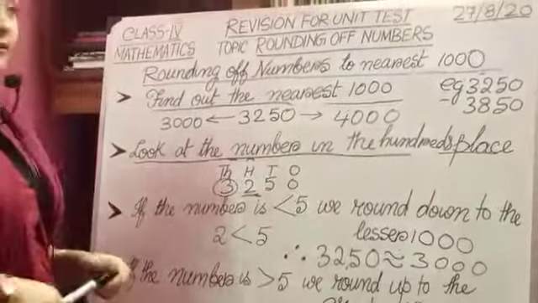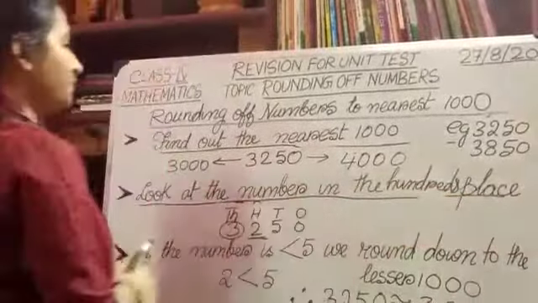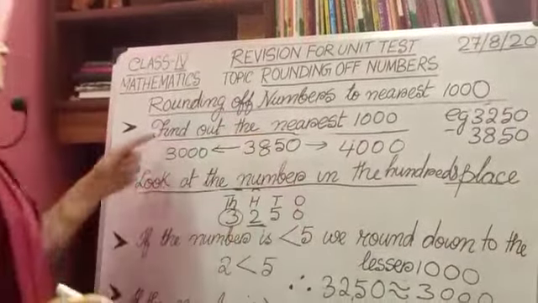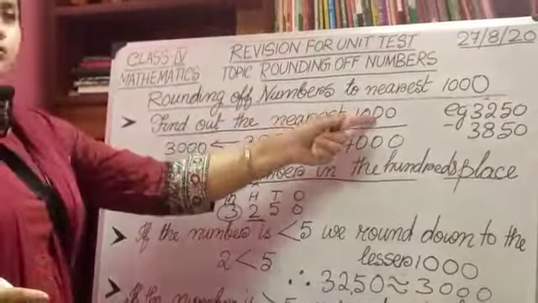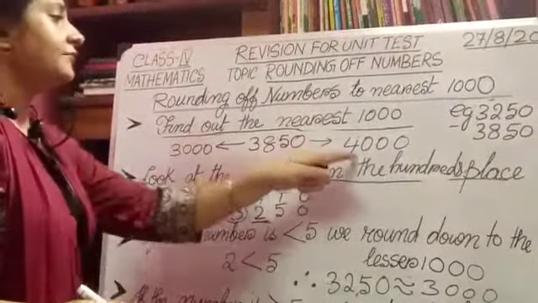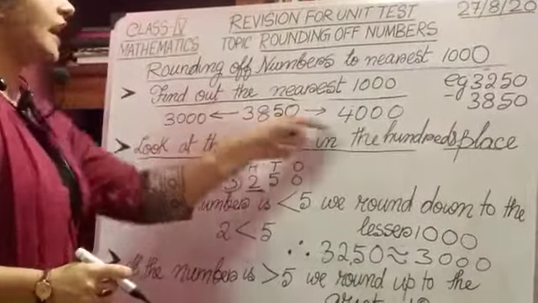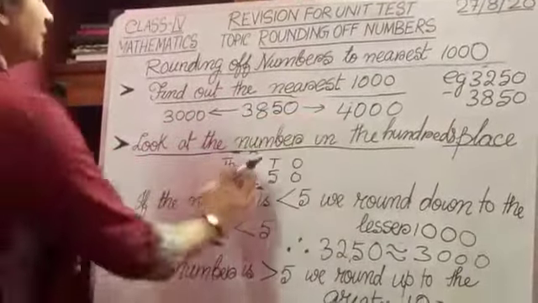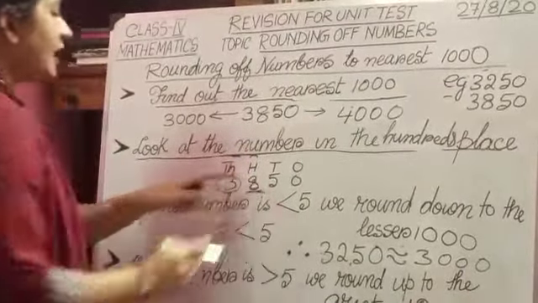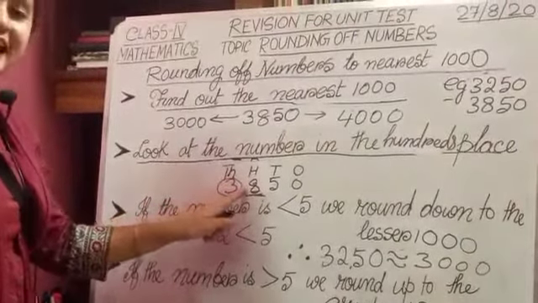Now, let us take the other number, that is 3850. So, here we put 3850. Find out the nearest thousand. The nearest thousand again is 3000 and 4000. It is sitting between 3000 and 4000. Right? Now, here the number in hundreds place you have to find out, and that is 8.